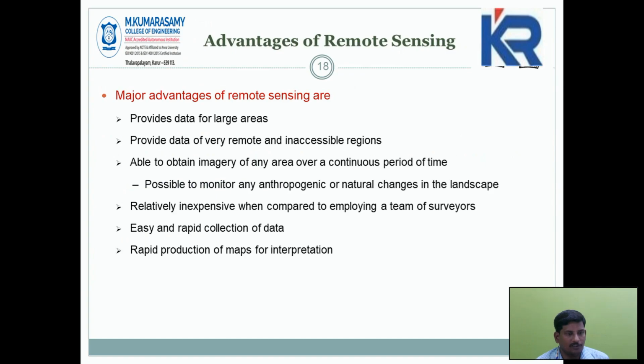Some of the major advantages of remote sensing are that it provides data for large areas and for very remote and inaccessible regions. Inaccessible areas may be forest areas or dark tree sites, where you cannot go and identify the features manually. So we use the remote sensing system. It is also relatively inexpensive compared to employing a team of surveyors, allows easy and rapid collection of data, and gives rapid production of maps for interpretation.